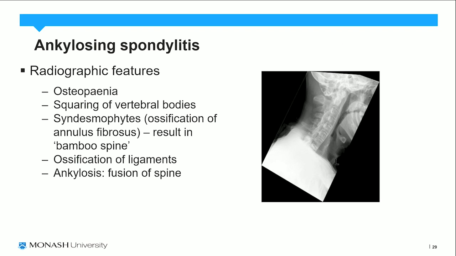Radiographic features of ankylosing spondylitis include osteopenia, squaring of the vertebral bodies, and then syndesmophytes. These are ossifications of the annulus fibrosus, which results in a bamboo-like spine. And then also ossification of the ligaments. You can see it especially on the anterior ligaments. And then ankylosis, which means fusion of the spine.